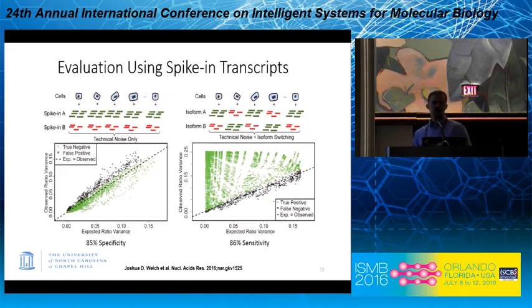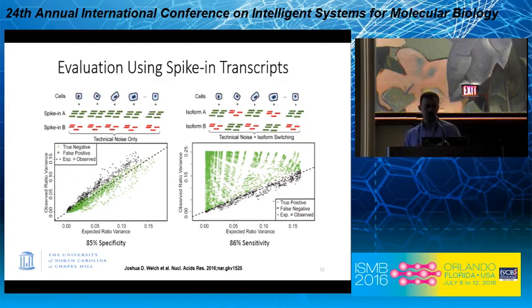All right, so that's the SingleSplice method. We next evaluated our method using spike-in transcripts. Spike-in transcripts are exogenous RNA that's added to the cells before reverse transcription and library preparation. And the key property of the spike-ins is that they're added in constant known amounts across the set of cells.